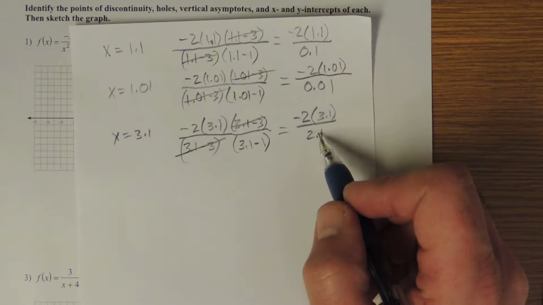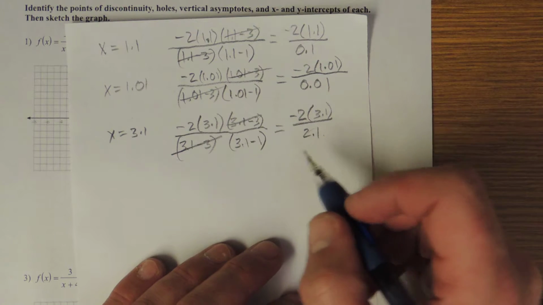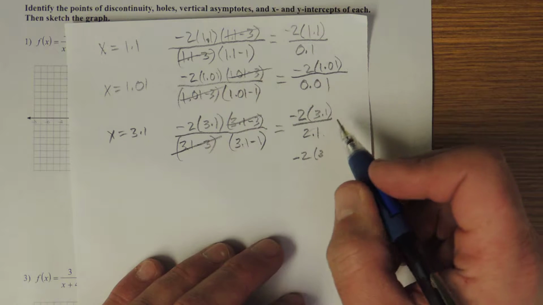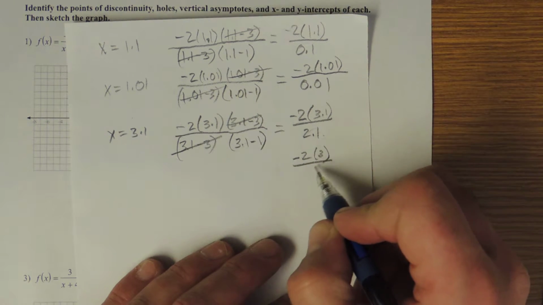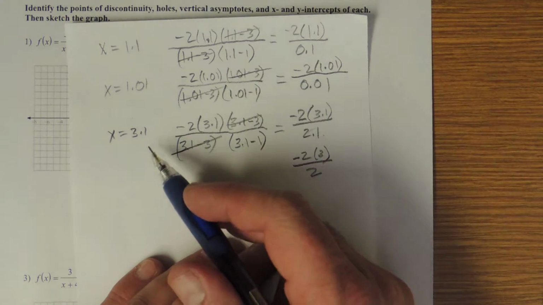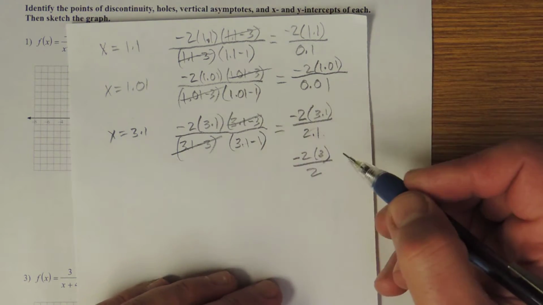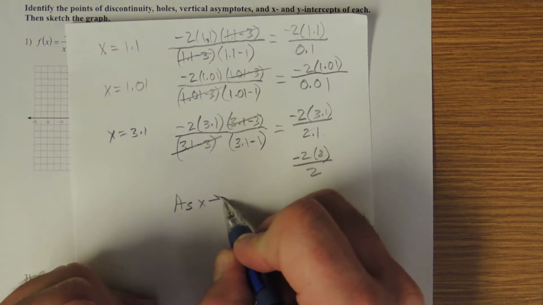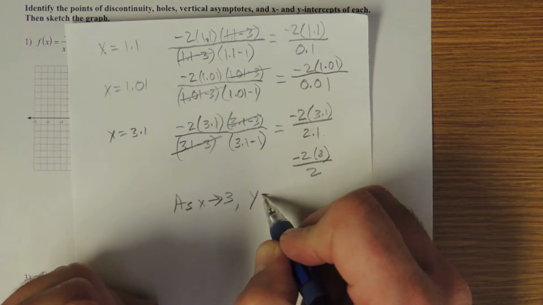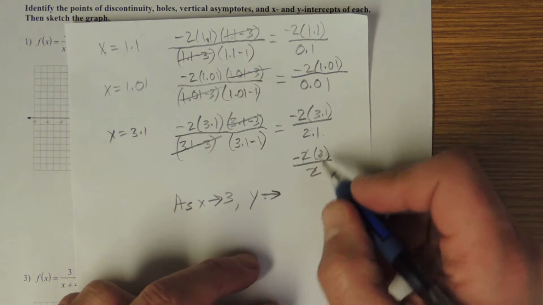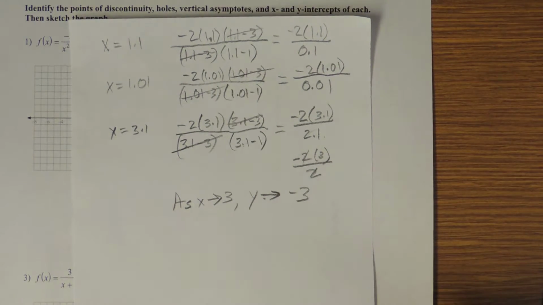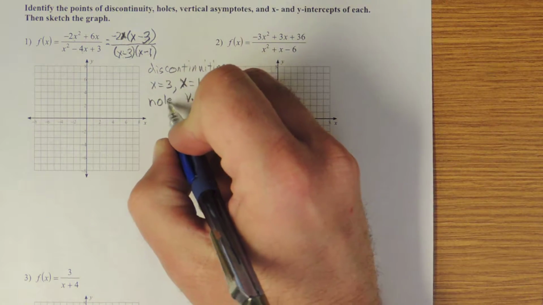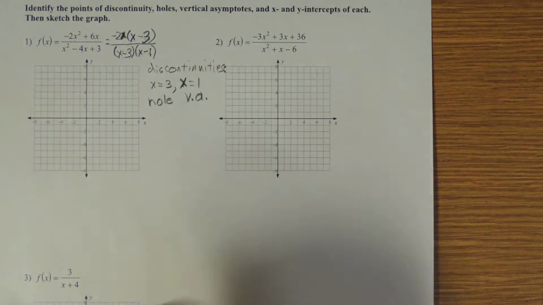So actually, I'm going to end up looking like something very close to negative 2 times 3 divided by 2. So as x gets closer to 3, y gets closer to negative 3. We'll use that later on, but the point is we're not going to infinity. So x equals 3 is actually a hole because I can cancel these two. Step 4.